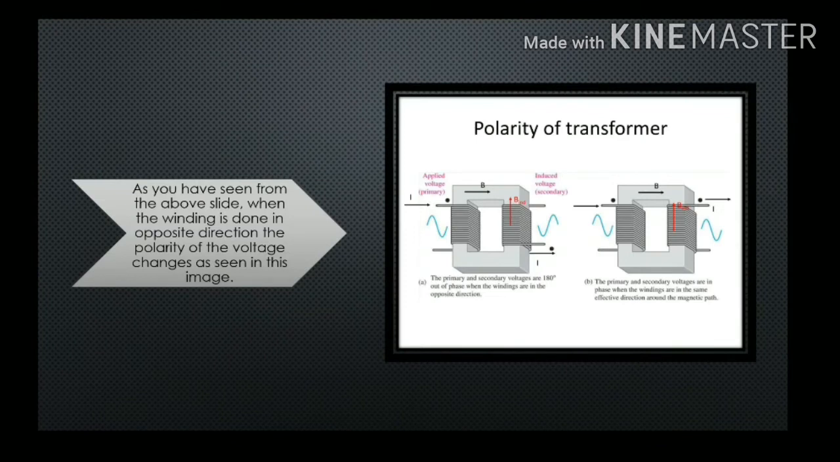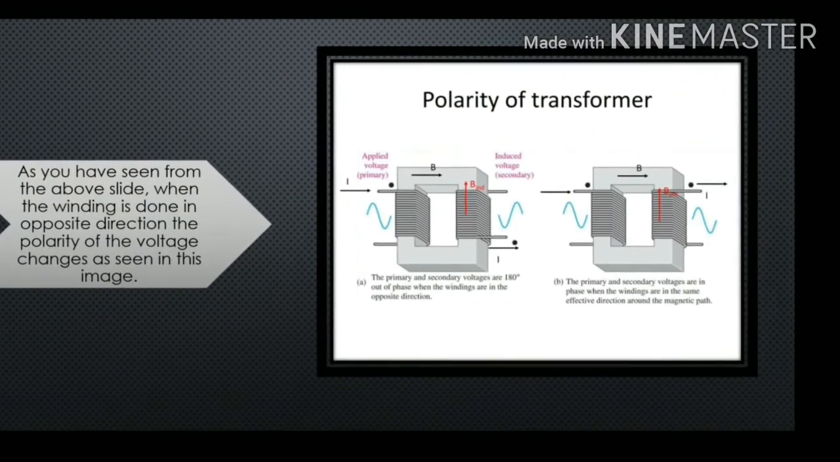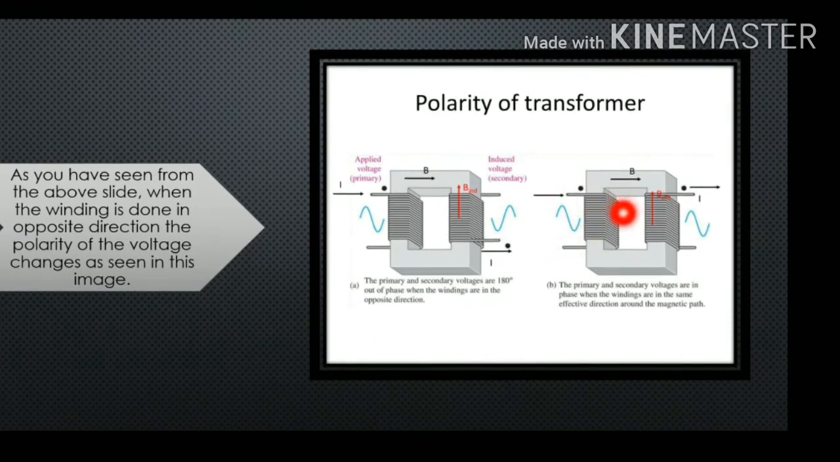As you have seen from the above slide, when the winding is done in the opposite direction, the polarity of the voltage changes as seen in this image. Here the primary winding is done from right to left and the secondary winding is done from left to right. When the current flows in the primary winding, at the same time the current flows in the secondary winding. Here the polarities of both the primary and the secondary winding do not change, so that the voltage induced due to the mutual inductance will be V is equal to M into di by dt.